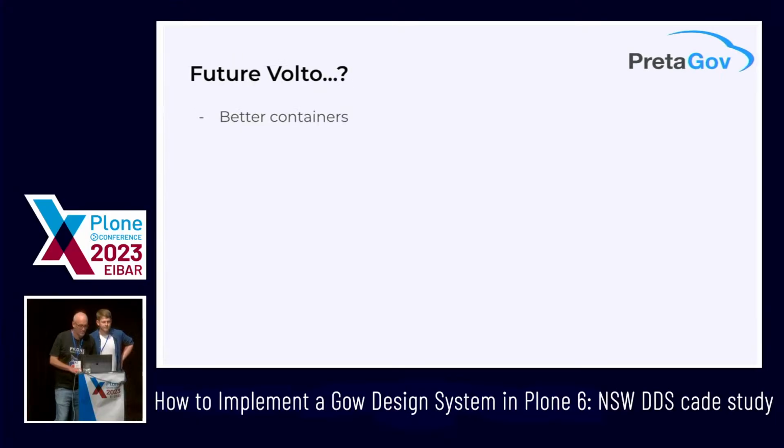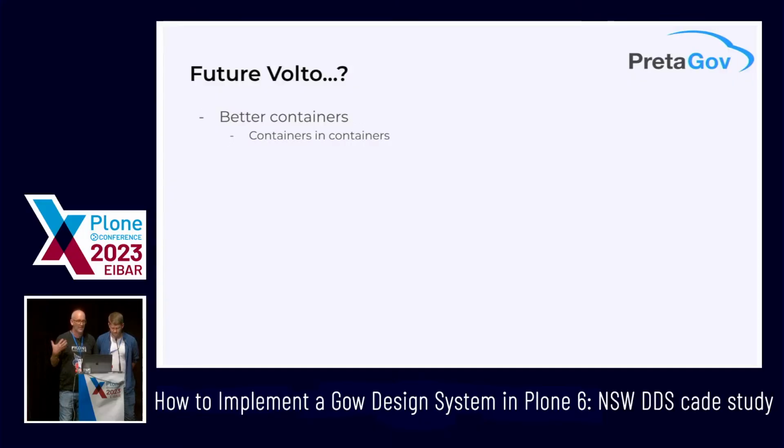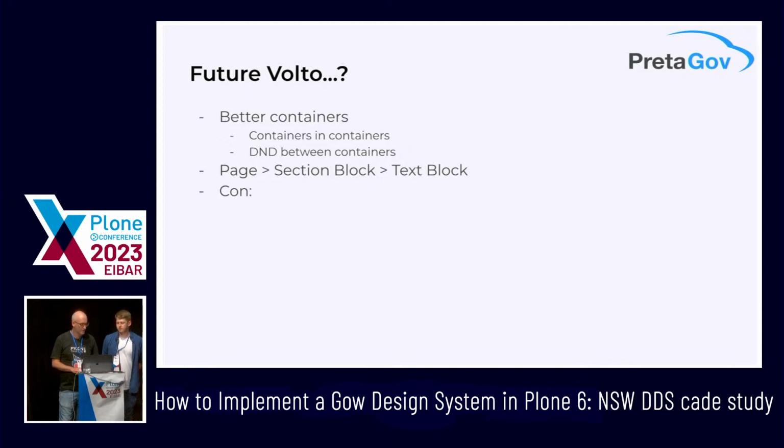Okay, so again, my opinion, well, this one's very much tenuous. I still don't know how to solve this well in Volto, so if anyone has any ideas. But I think better containers would help. If you have the container story working well, and you've got drag and drop working between the containers, and cut and paste and so on, that would make it definitely possible. But then you've got your page, your section block, and then your blocks inside that, and inside that, things like column blocks and so on.